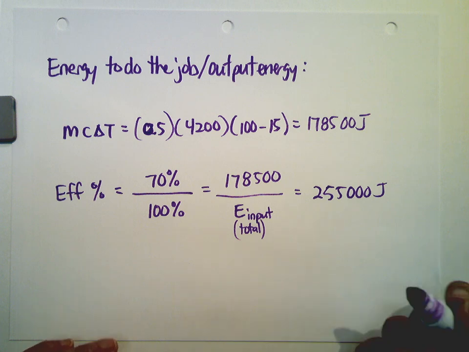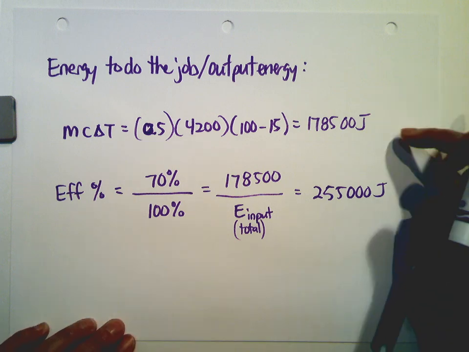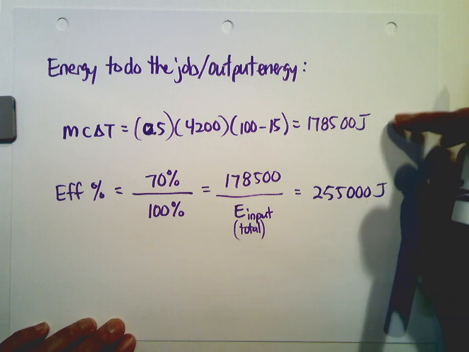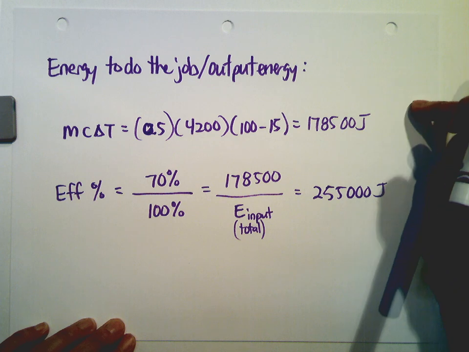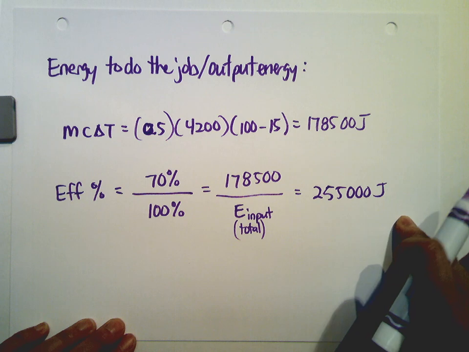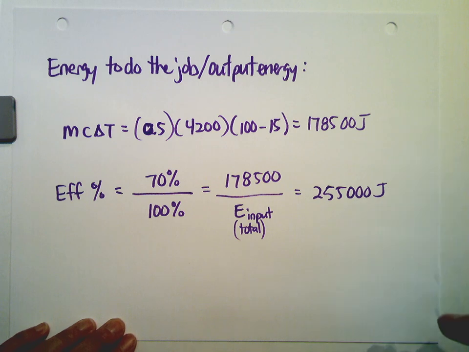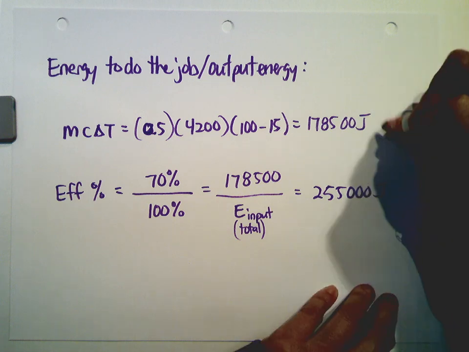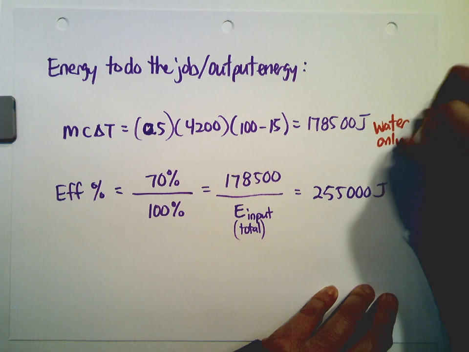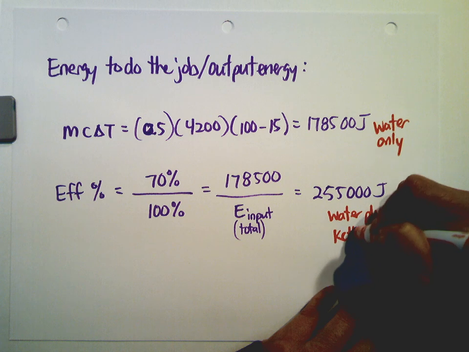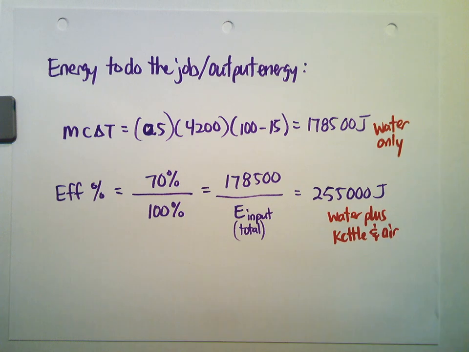Now we need to figure out how long it takes. So now that you know how much energy it takes, which is actually this value, okay? You can't use this one, because if you use this one, then 30% of it is gone to heating the kettle. So we need more energy, so that some of it is used to heat the kettle and some of it is used to heat the water. Okay, so just keep that in mind. This is water only. And this one is water plus kettle and air. Okay, and you have no choice. You have to heat up the kettle and the air.